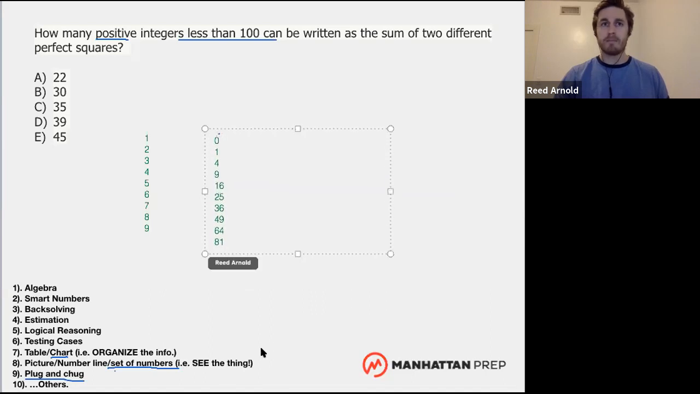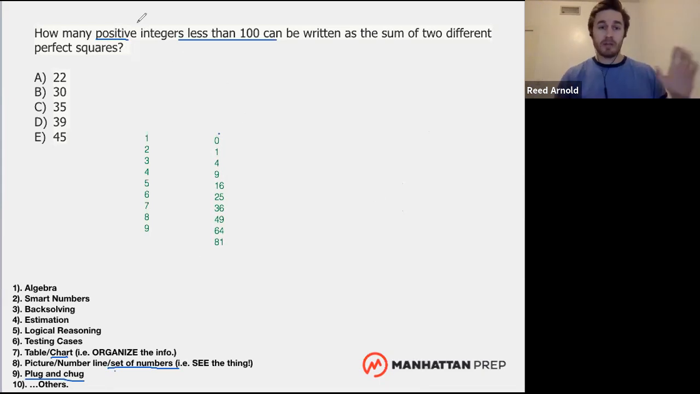The sum. Positive describes the outcome of adding the two perfect squares. It doesn't say the perfect squares are positive. It says the outcome of the addition is positive. This is a big GMAT thing, by the way, specifying what category, what constraint fits what part. The sum is constrained to positive. The perfect squares are not constrained to positive. So 0 needs to be included on this list.